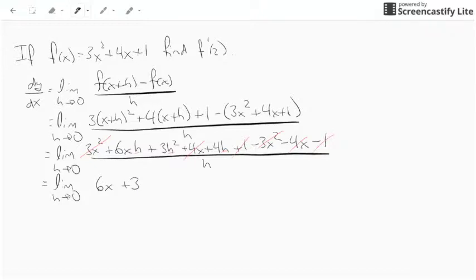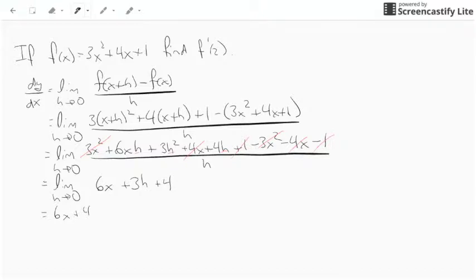6x plus 3h plus 4. And now when I take the limit of this expression by letting h go to 0, okay, that middle term is going to disappear, and I'm left with 6x plus 4.